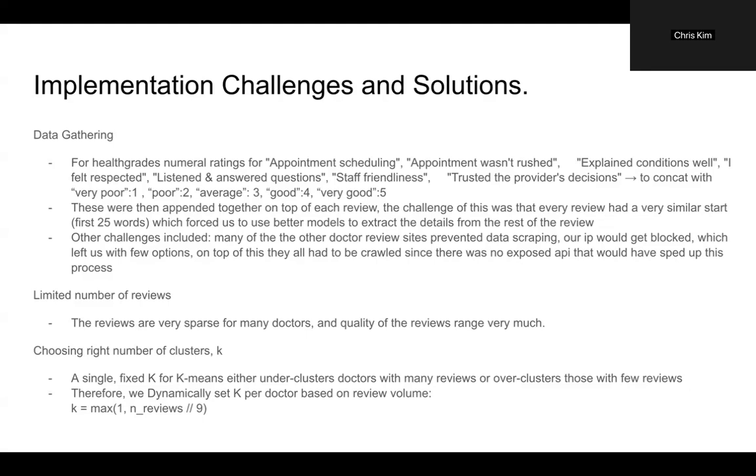Another issue was sourcing the data. Of the 5 major doctor review sites, only 2 allowed us to scrape without being blocked, and we had to crawl them with custom crawlers for each since no API was available. The number of reviews per doctor varied significantly. Some have as few as 3 reviews, while others have up to 40. To account for this variability, we dynamically determine the number of clusters using the equation shown at the very bottom.